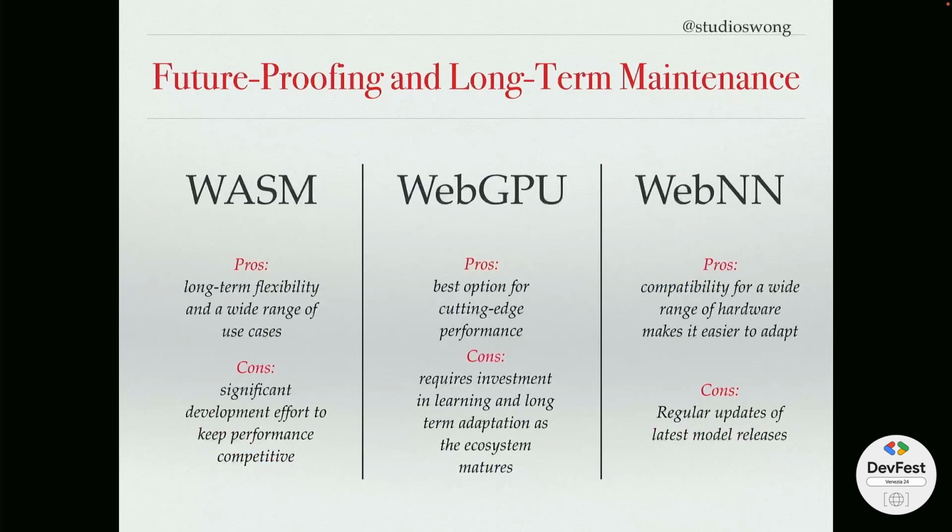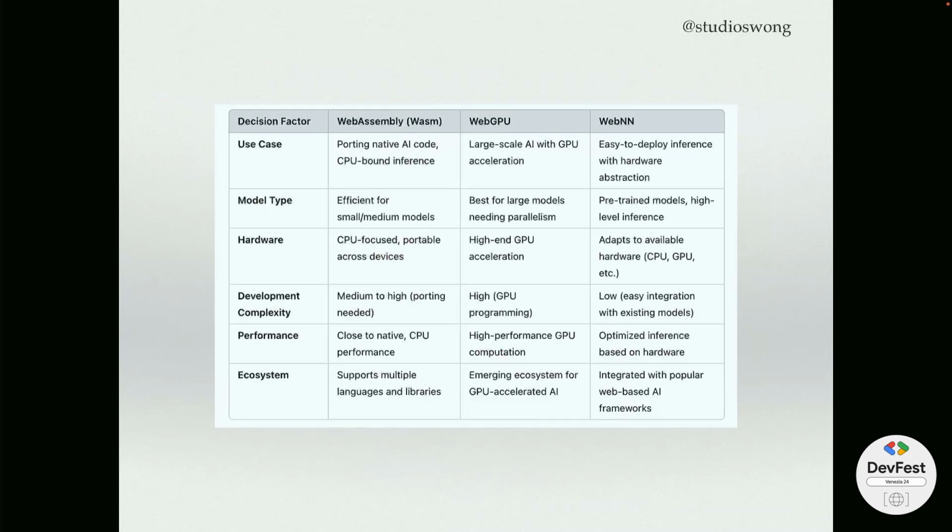So again, you need to think about future-proofing. The main thing is with Wasm, everything is custom, so you need to constantly update your model to make sure that it's up to date with the latest performance. But with WebNN, it's very high level. If there are new updates, you can just update the model version, and that's pretty much it. With Wasm and WebGPU, because they are so custom, you constantly need to update that code.